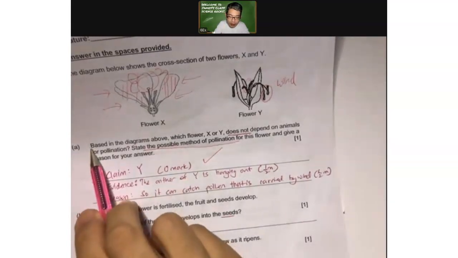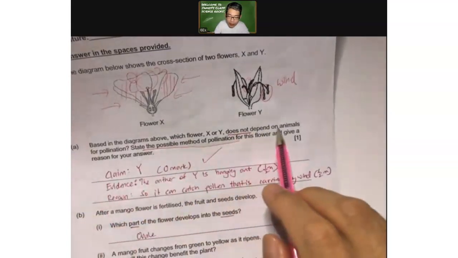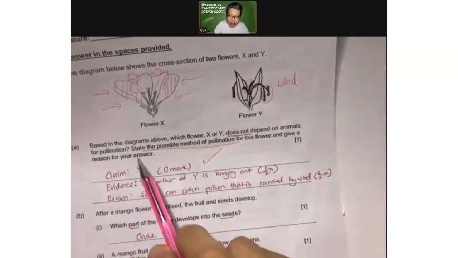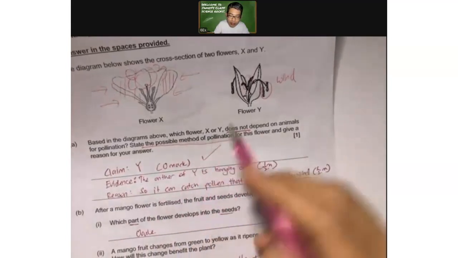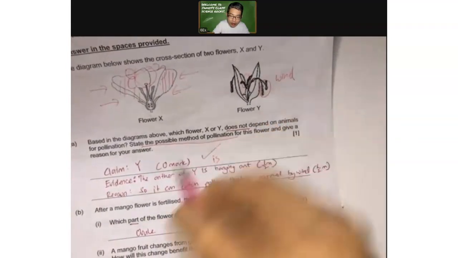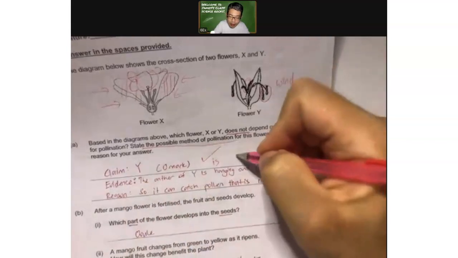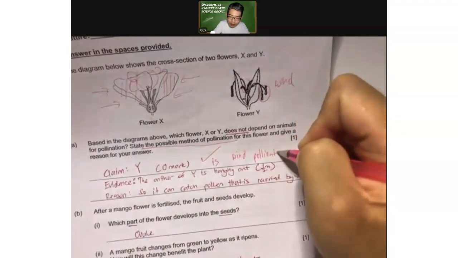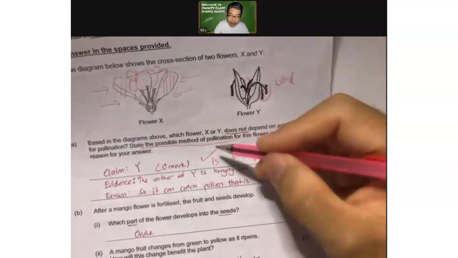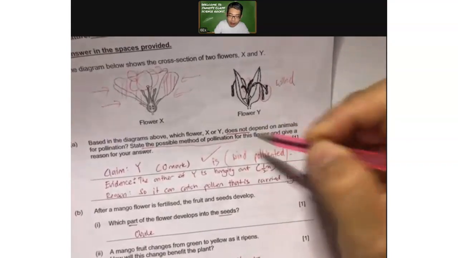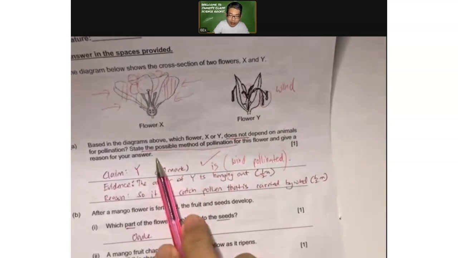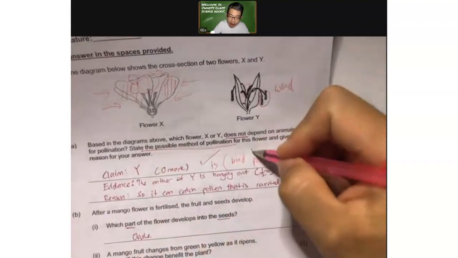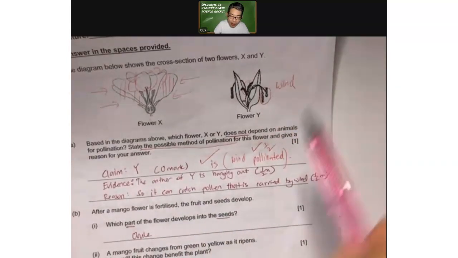First question, based on the diagram, which flower does not depend on animals? My claim is Y. Second question, state the possible method of pollination. My answer is Y is wind pollinated. Okay, so if I say it's wind pollinated, this part here answers this request in the question. State the possible method of pollination. Wind pollinated. This part will give me half a mark.